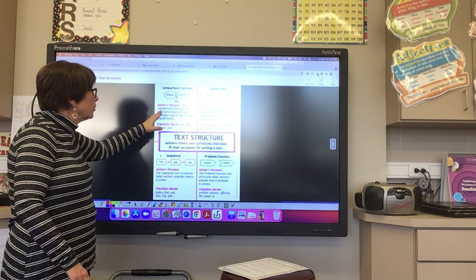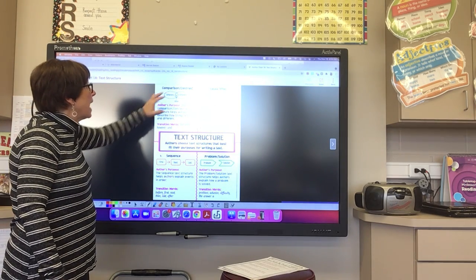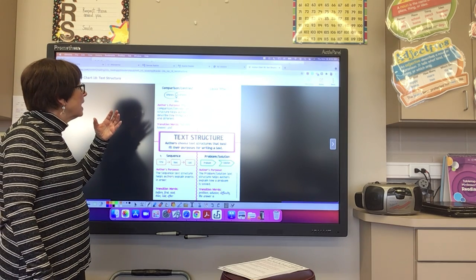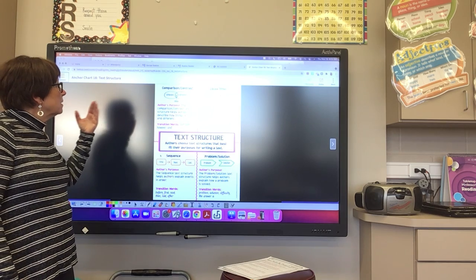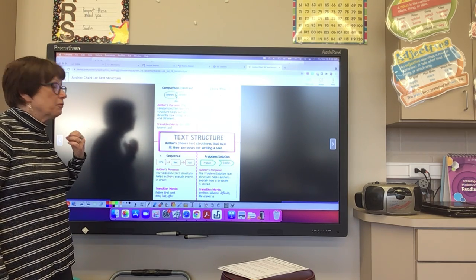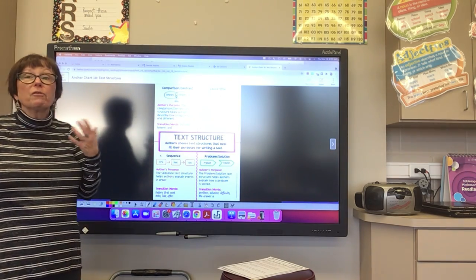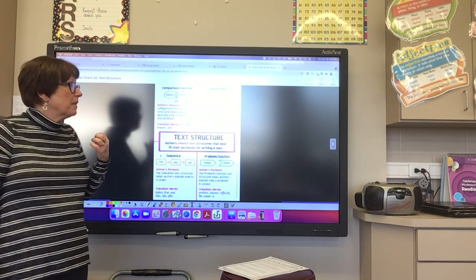There's comparison and contrast. That's where an author will take something and compare and contrast it to something. That structure helps authors describe how things are alike and different. And they'll use words like but, both, however, and. So they'll show how something is like something and different from something.